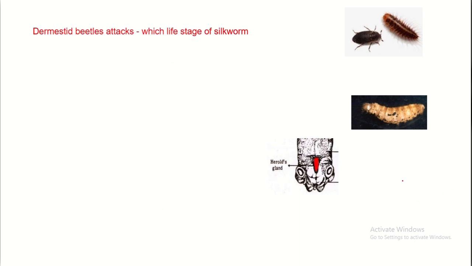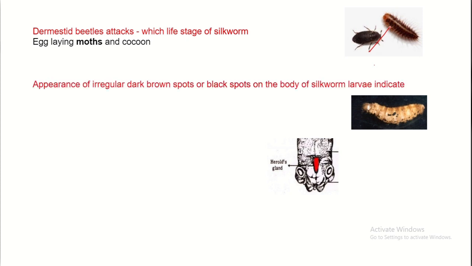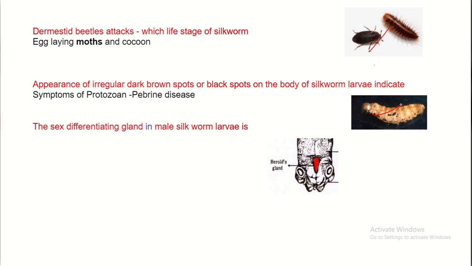Dermestid beetle attacks which life stages of silkworm? That is, egg-laying moth as well as cocoon. Appearance of irregular dark brown or black spots on the body of silkworm larvae indicates symptoms of the protozoan disease pebrine. The sex differentiating gland in male silkworm larvae is Herold's gland, a small milky white body.